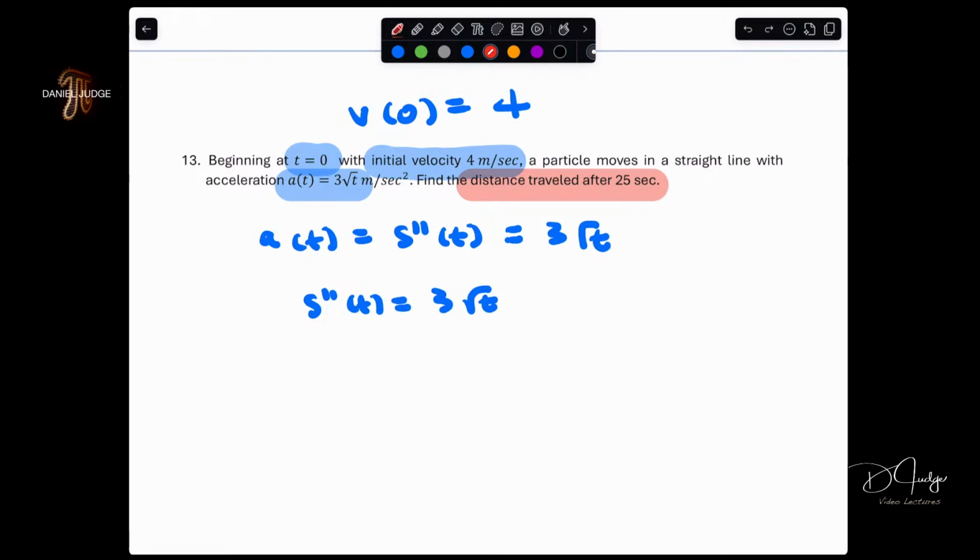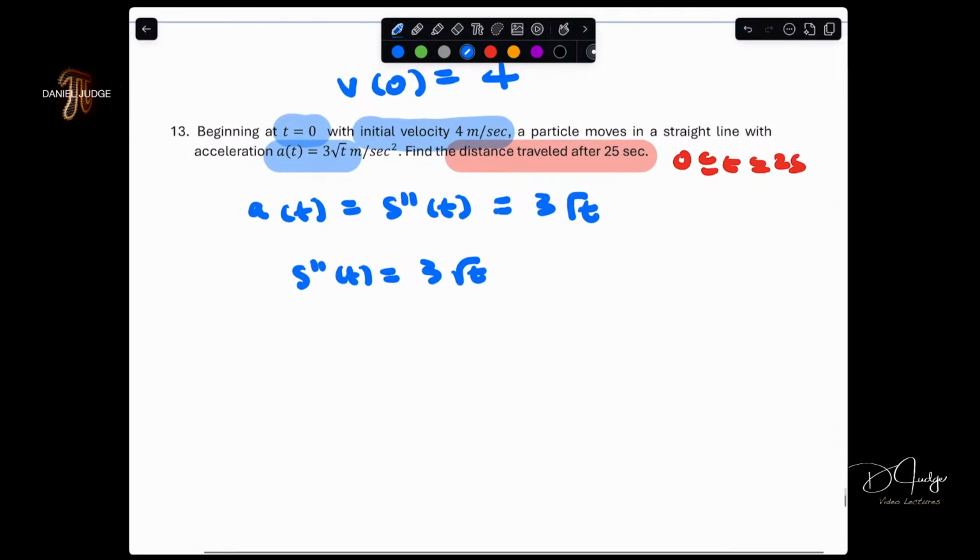They're not saying what's the position. Time goes from 0 here, in this case, to 25. So they want the distance traveled after 25 seconds. We're going to have to be careful here. It's another assumption that they're going to make. Let's see how this goes.